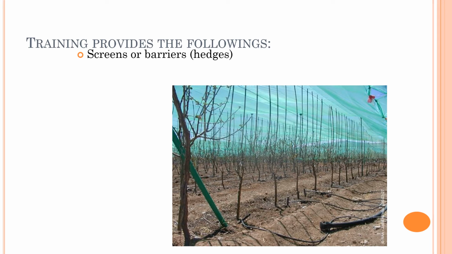Screen barriers, you can see here the tree now, different kinds of training. You can see the trees are grown in a flat screen. This is called screen or barrier or hedges. You know hedges like you do with the landscaping, the same thing here. This is called a trellis system, and that's where the trees are grown. Later on, there is a machine or humans that will harvest the fruit from the sides of this screen or hedge.